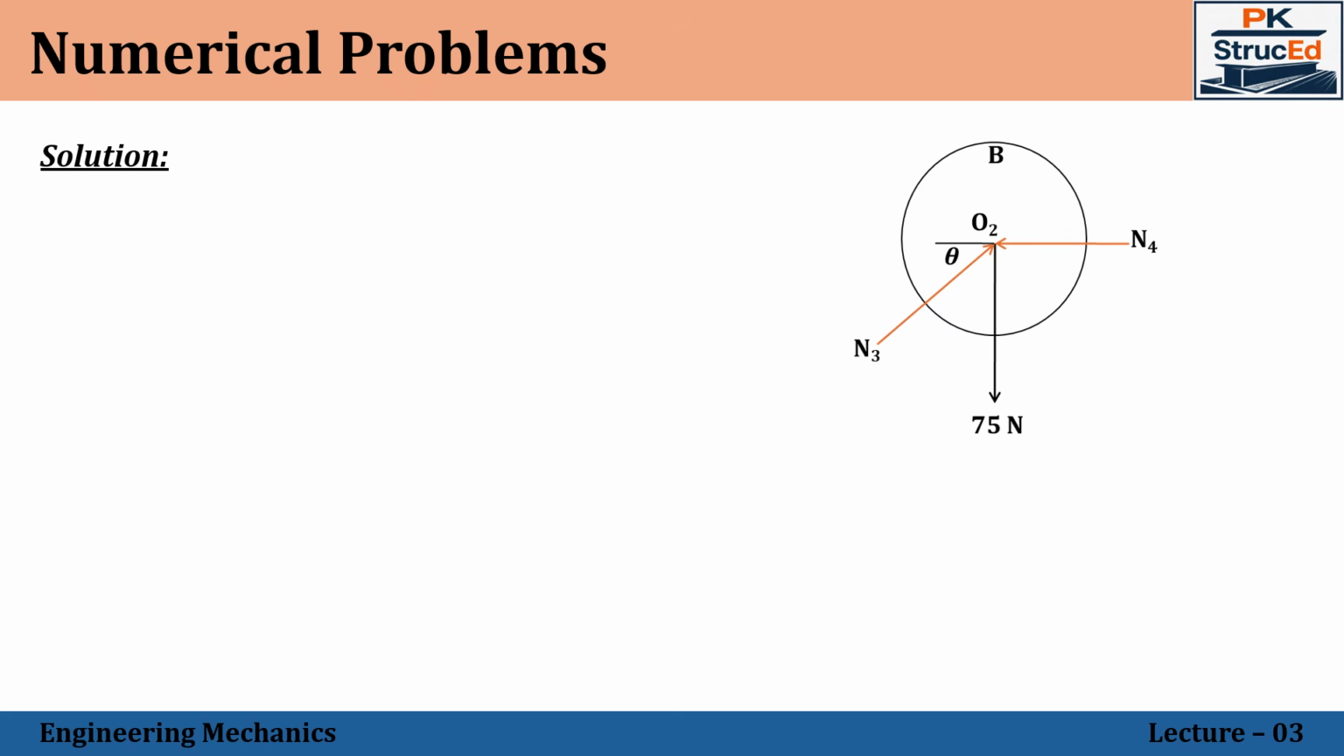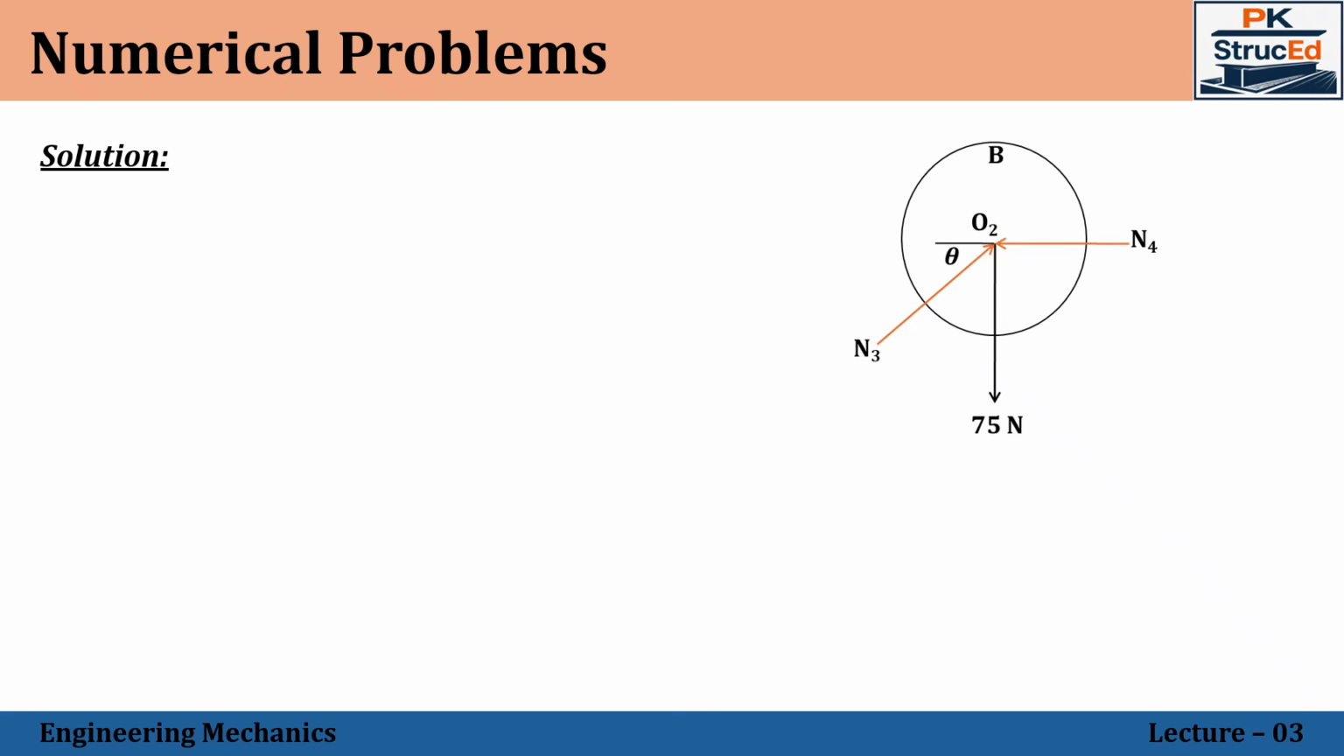Now let us start with cylinder B. Why we start with cylinder B is that here we have only two unknowns, N3 and N4. Whereas if we go with cylinder A, we will have N1, N2 and N3, three unknowns. But we have only two equilibrium equations, Fx equal to 0 and Fy equal to 0. So it is impossible to solve for the unknowns if we start with cylinder A. That's why we are starting with cylinder B.